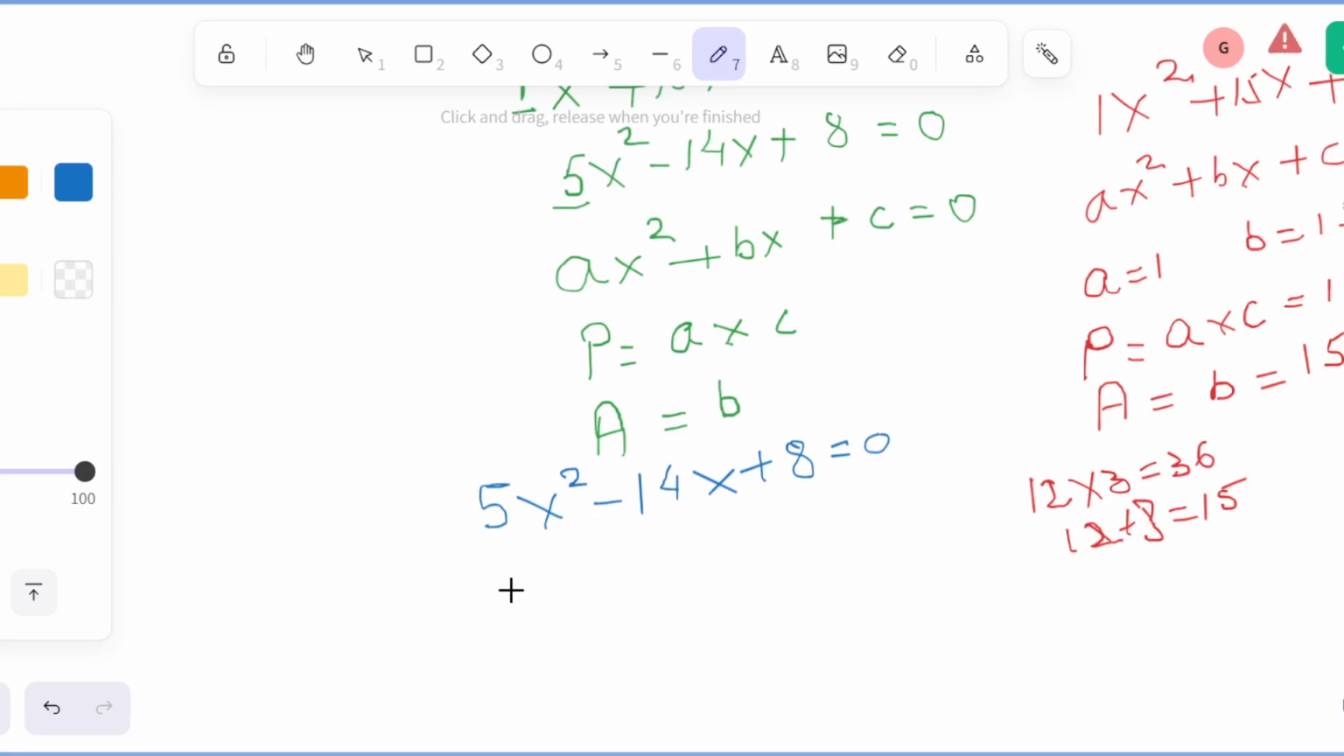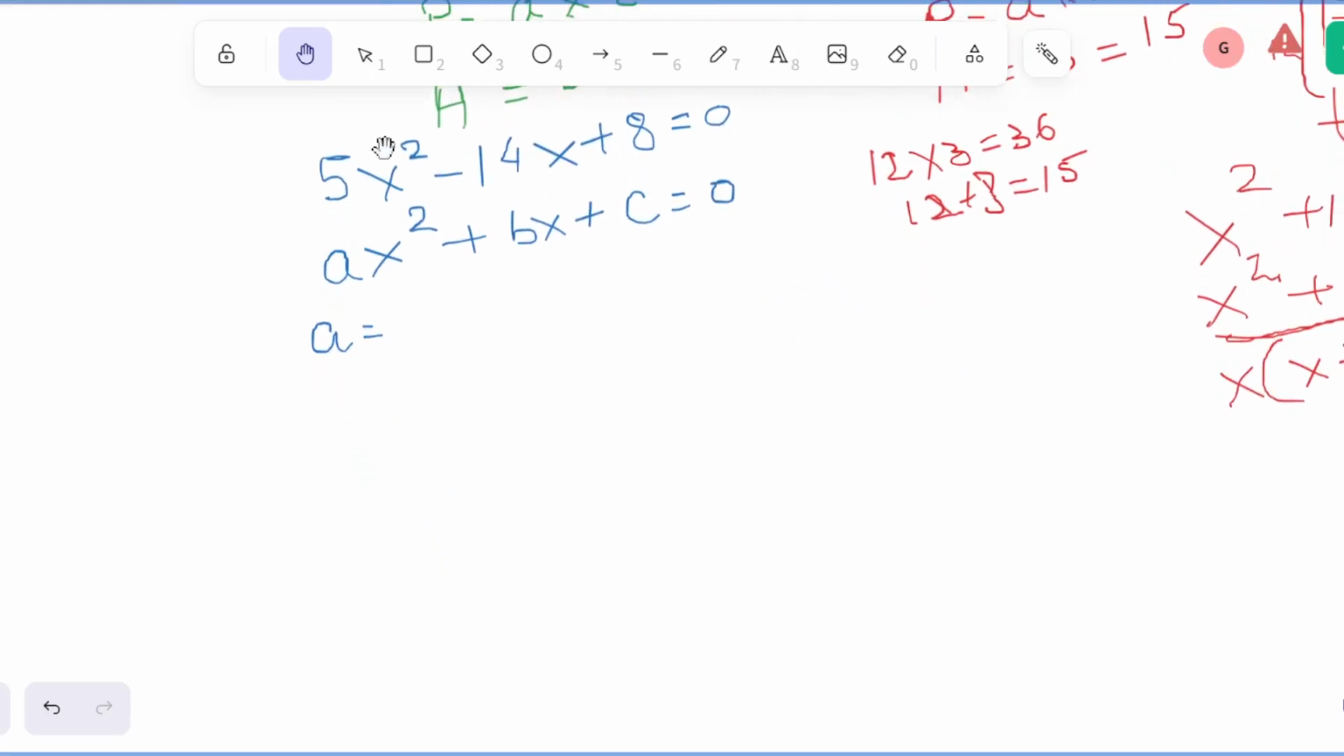But as I told, we don't have to see all these things. We have to compare it with the standard quadratic equation, which is ax square plus bx plus c equal to 0, right? Now, can you tell me what is a here by comparing this with the standard? A equals 5. Very good. So a is 5.